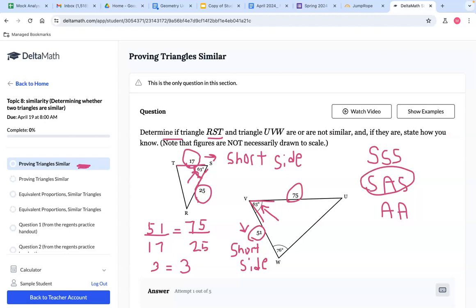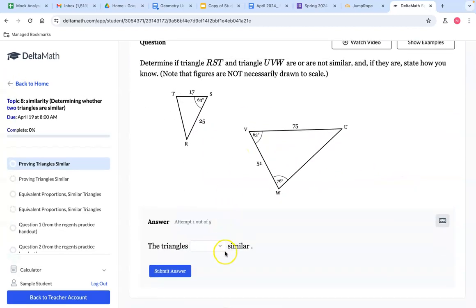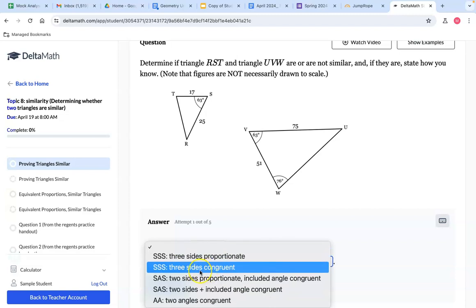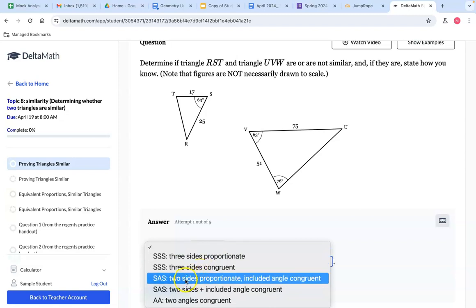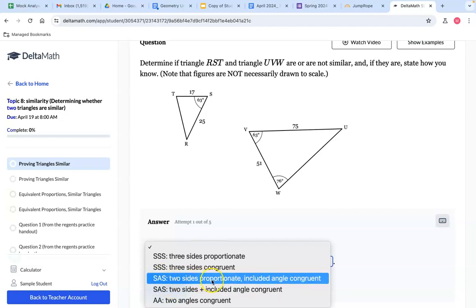So with that said, we're going to select this, and it's going to be a bit tricky for some of you. It's not side, side, side because we don't know all three sides, like we said. It's not the second one either. You're going to see two side angle sides, and I need you to read carefully. It says two sides proportionate and included angle congruent.